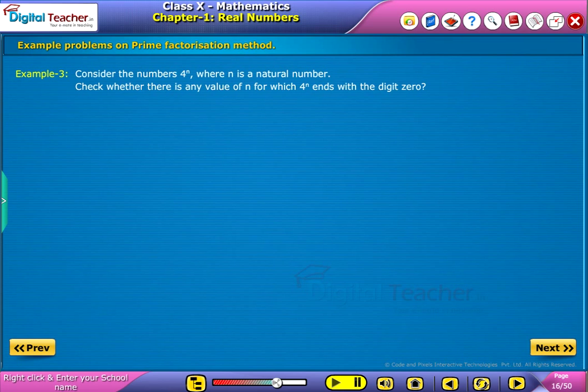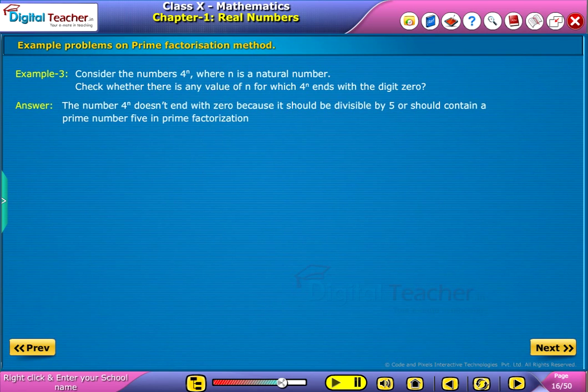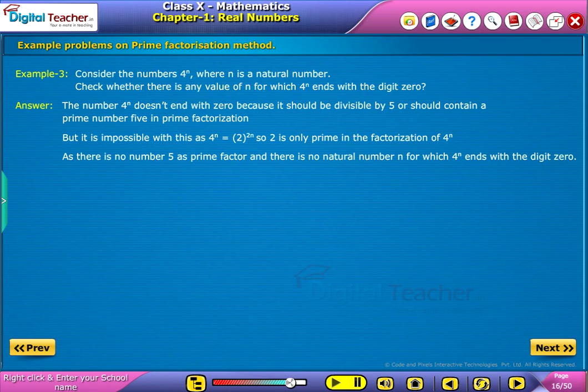Consider the numbers 4 power n, where n is a natural number. Check whether there is any value of n for which 4 power n ends with the digit 0. The number 4 power n does not end with 0 because it should be divisible by 5 or should contain a prime number 5 in prime factorization. But it is impossible with this as 4 power n is equal to 2 to the power of 2n, so 2 is the only prime in the factorization of 4 power n. As there is no prime factor 5, there is no natural number n for which 4 power n ends with the digit 0.